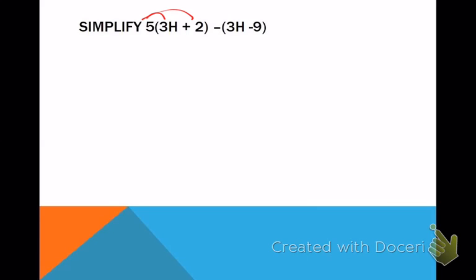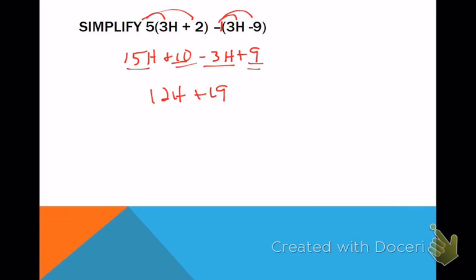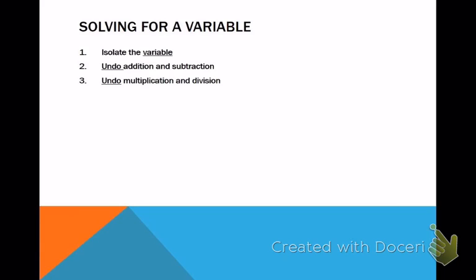Okay, we're going to distribute here. 5 times 3h is 15h. 5 times 2 is 10. And then we're going to distribute here and here. And what you're distributing is a negative 1. So we want to keep that in mind. Okay? So we get negative 3h plus 9. And then we have like terms here and here. And like terms here and here. So you get 12h plus 19. Okay? We'll come back to simplifying later.